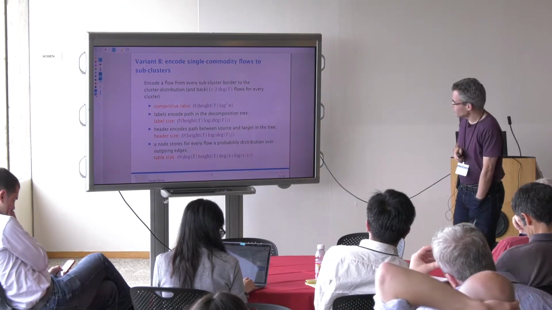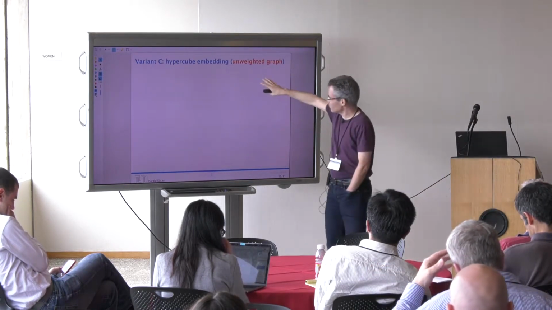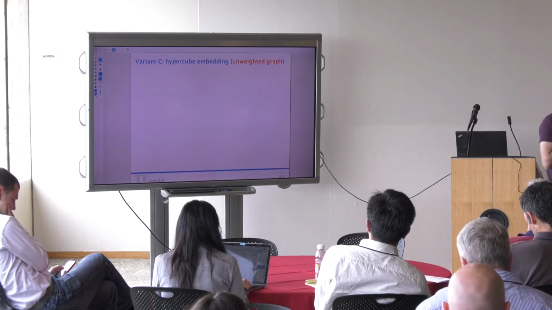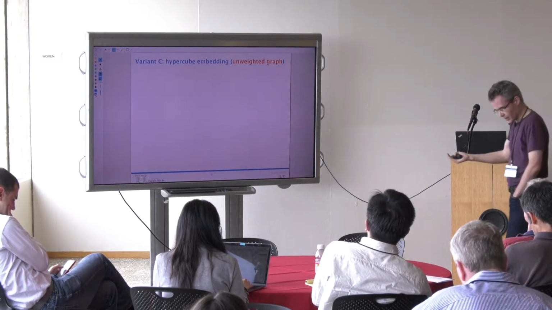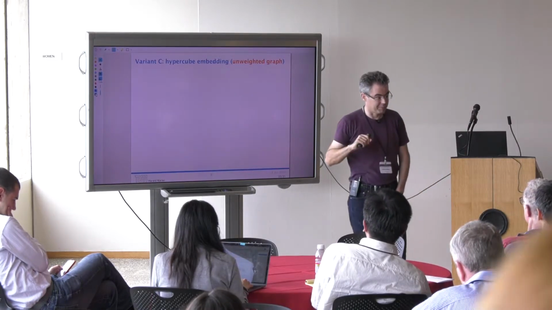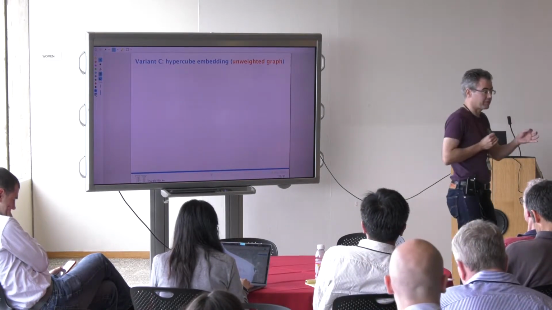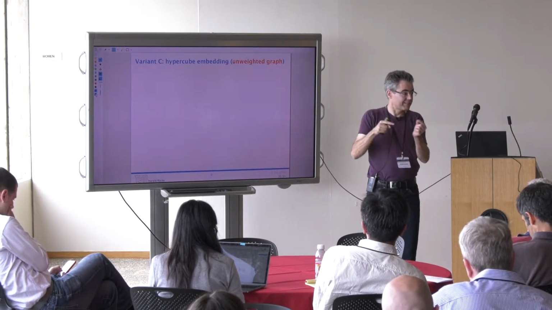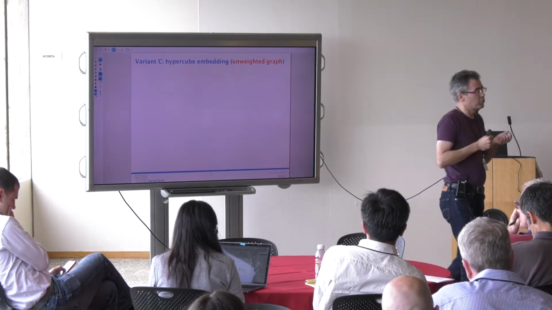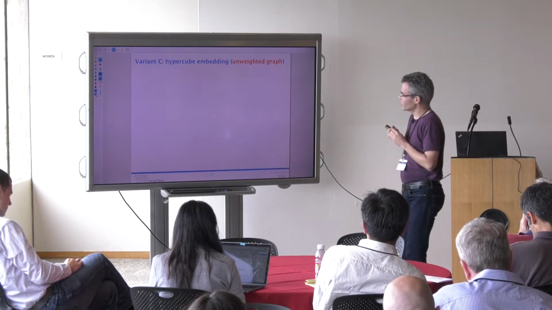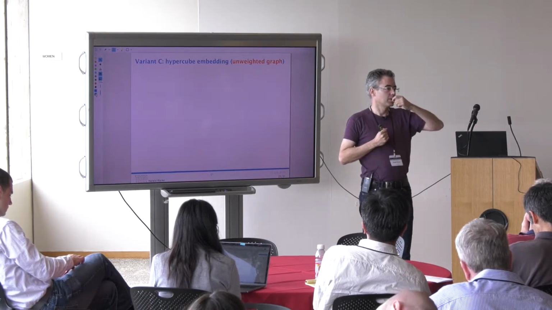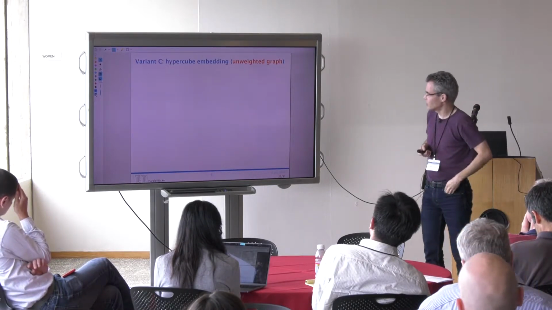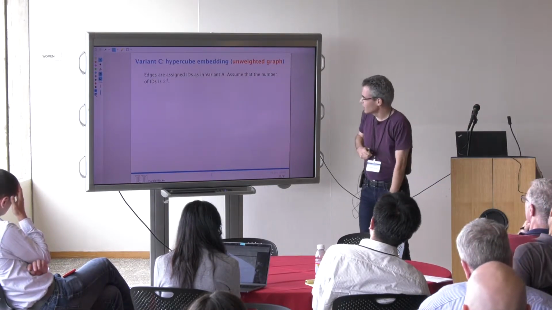What I describe now works only for unweighted graphs. The first variant said, I simply store the all-to-all multi-commodity flow problem. Okay, this was too large, too many flows. The second one is, I do something for every child. Still too many flows. So now what you do is you embed a hypercube between the edges. This is the next idea that comes to mind.